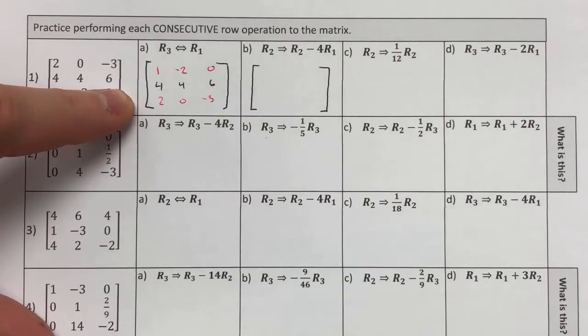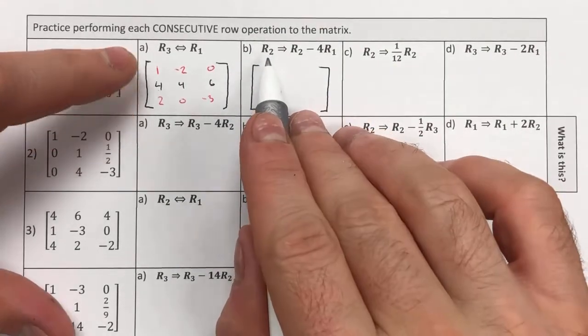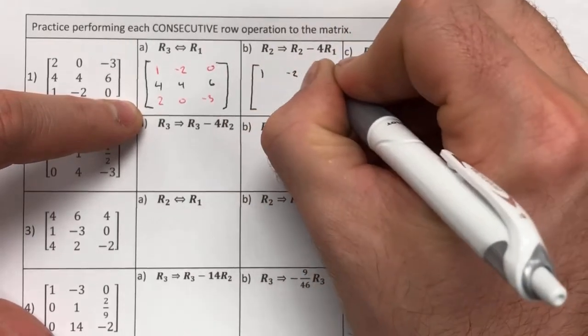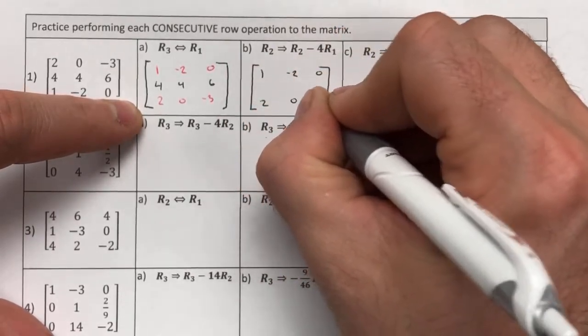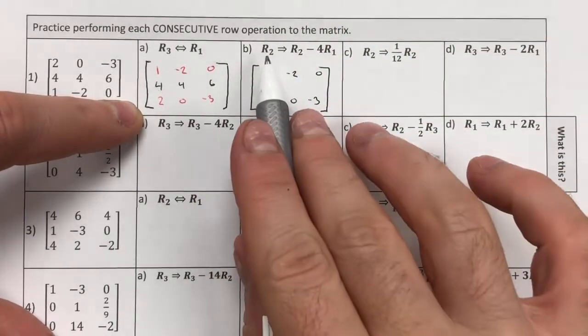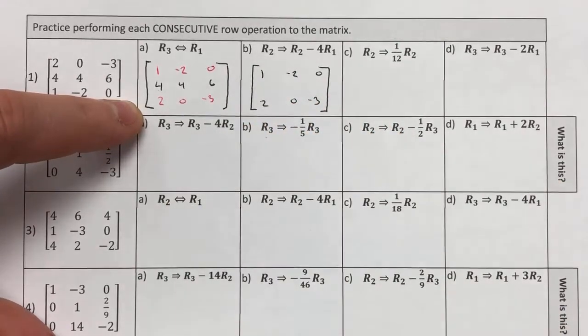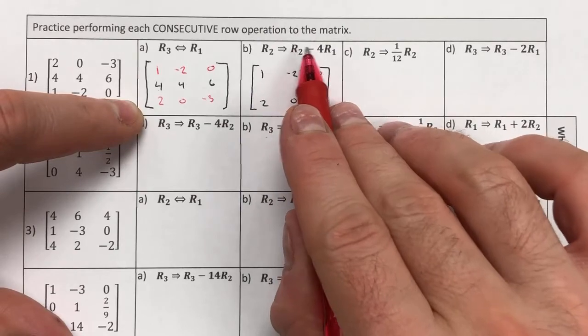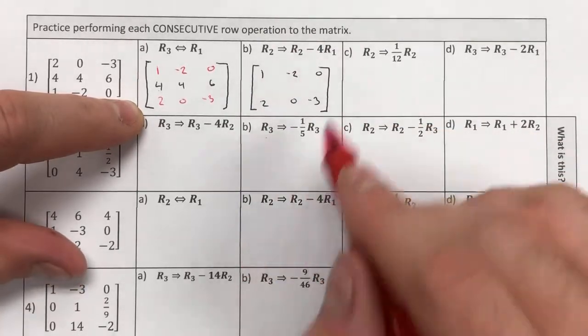Okay. So what I'm going to do is I'm replacing row 2, which means row 1 and row 3, 1, negative 2, 0, 2, 0, negative 3 remain unchanged. The only row I'm changing is row 2, this middle row. So I'm going to take row 2 minus 4 of row 1.